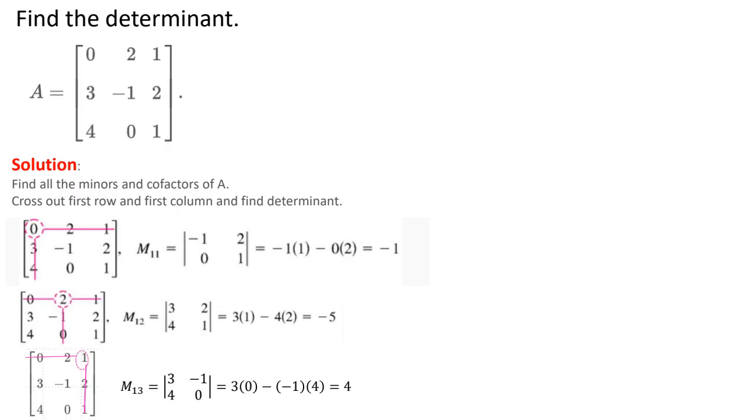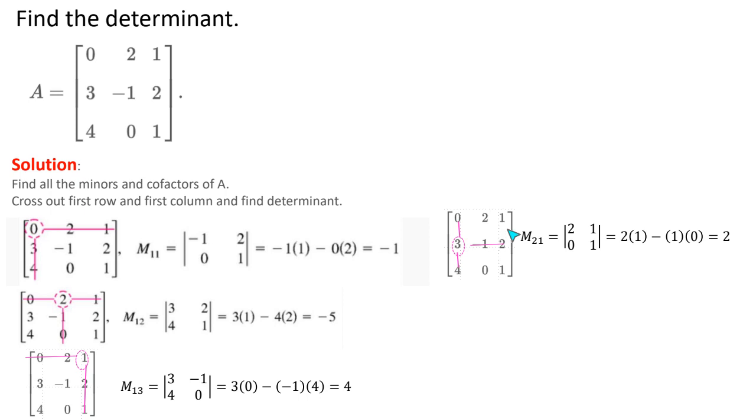And then we keep going. Now we're going to circle 1. I'm crossing out that first row, third column, so I'm going to label it as 1, 3. The numbers left are 3, -1, 4, and 0. 3 times 0 is 0. -1 times 4 is -4. So we end up with 0 minus -4, which is +4.